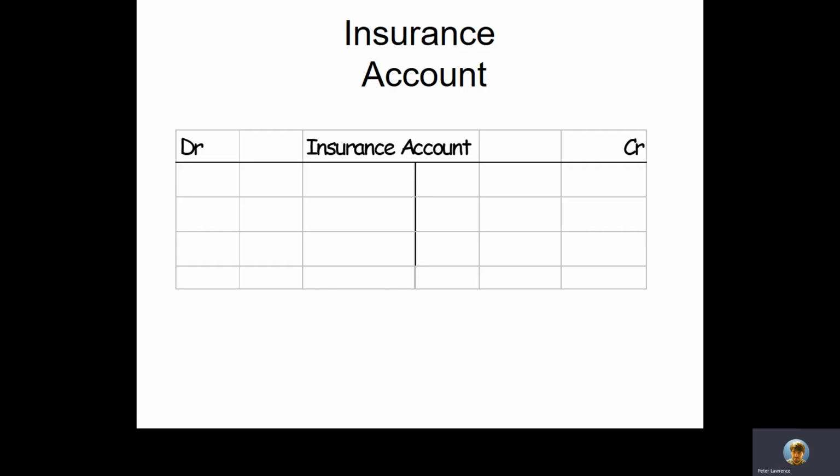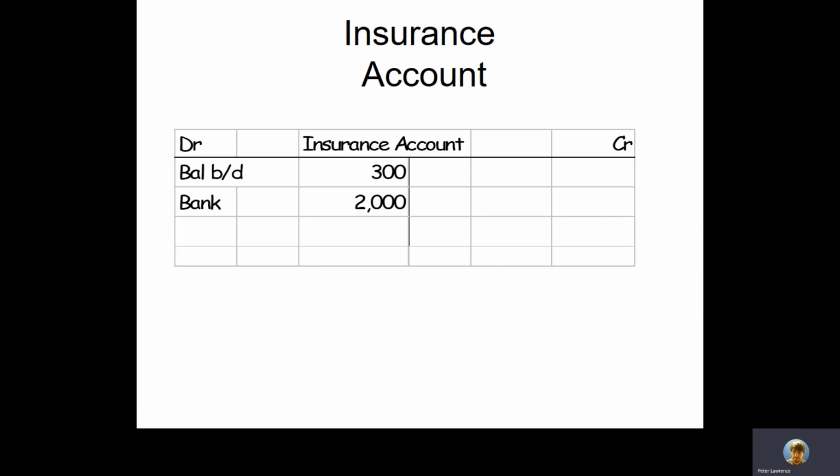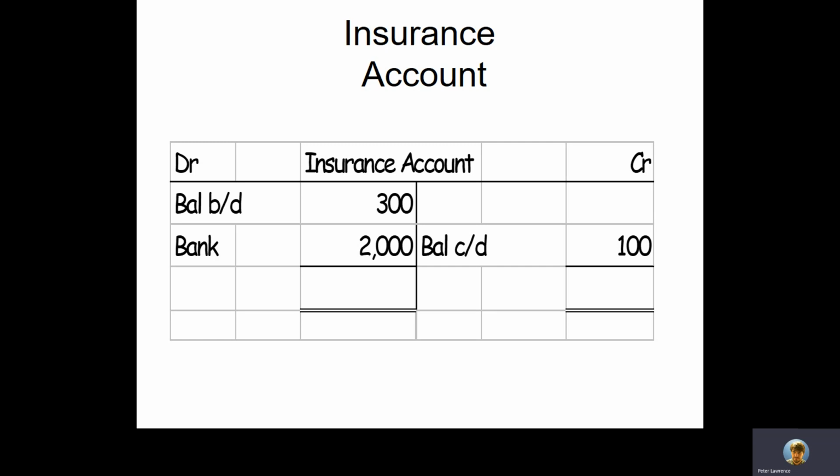So in putting that into an account, we bring down the £300 that we paid in advance. We're going to use that this year. Even though we paid for it last year, it gets brought down on the debit because we're going to use it this year. We'll then credit the bank with 2,000 and debit the insurance account with 2,000 to record the movement of money. And then at the end of the year, we've paid £100 in advance for next year.